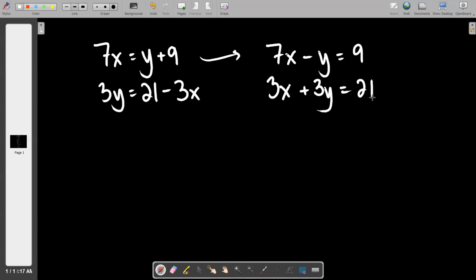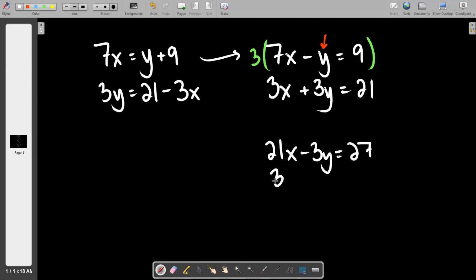So to keep our lives as simple as possible, which variable is it easier in this case to eliminate? The y for sure. Because I'll point again with a little red arrow. I think to myself, boy, if only you were a negative 3. I can make that happen. So I'm going to multiply the top equation by 3. And that's going to turn my top equation into 21x minus 3y equals 27. And my bottom equation is going to be 3x plus 3y equals 21.